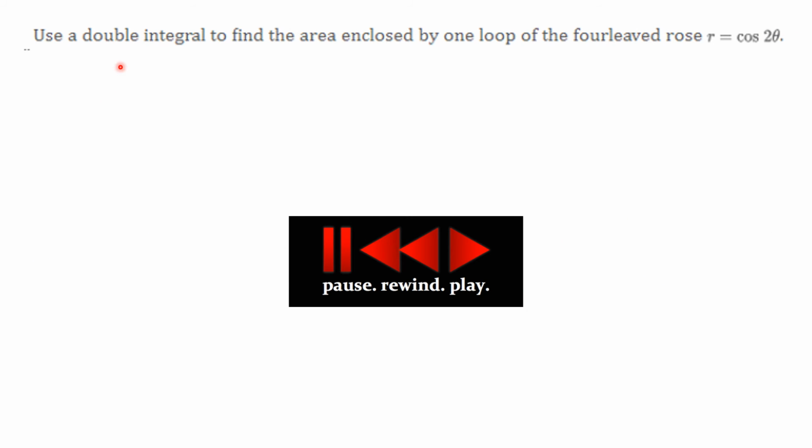So here's a problem. Use a double integral to find the area enclosed by one loop of the 4-leafed rose r equals cosine 2 theta. Now this is a problem you did back in Calculus 2, but you did it a different way because we didn't use a double integral. You know what to do. Let's see how you did.